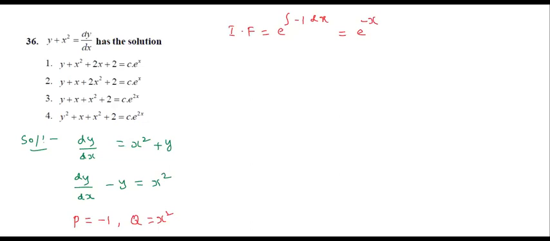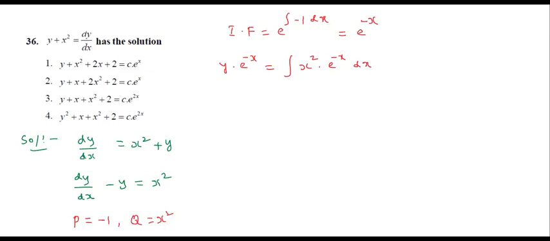Now, how to write the solution of the linear differential equation here? That is y into integrating factor e power minus x is equal to integration of q, which is x square, into integrating factor e power minus x dx. Now, how to solve the right hand side?